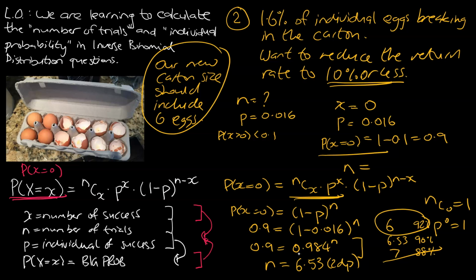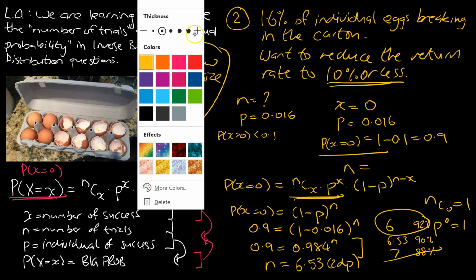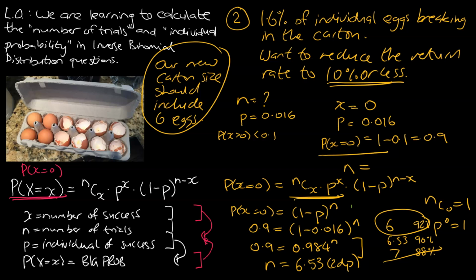And that there is our video on binomial distribution or inverse binomial distribution. In the first question, we calculated the individual probability. In the second question, we calculated the number of trials, or the number of eggs in our case. And just wanted to recap one key point: doesn't matter what happens, this equation that I've just circled in green essentially becomes our inverse binomial distribution equation, because the rest of the binomial distribution equation falls apart because x being equal to 0 makes a lot of things equal to 1.